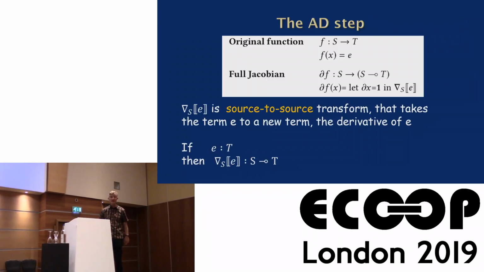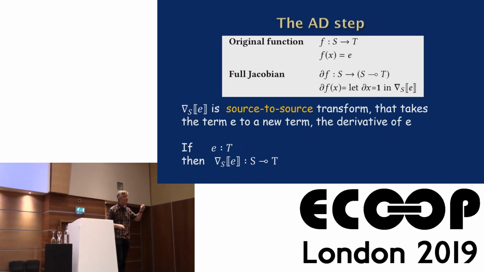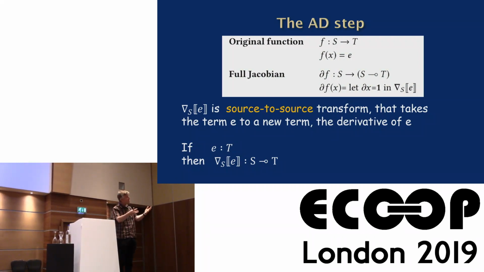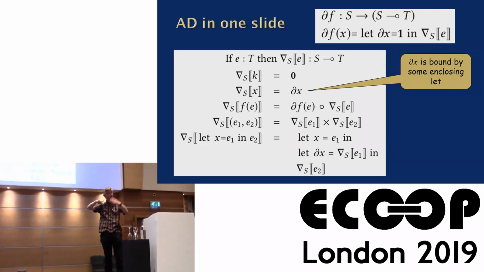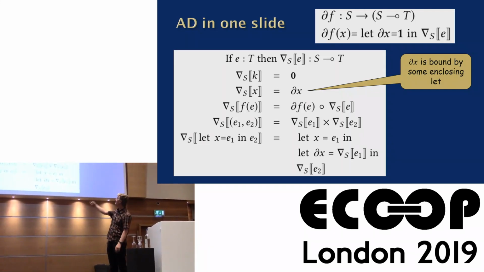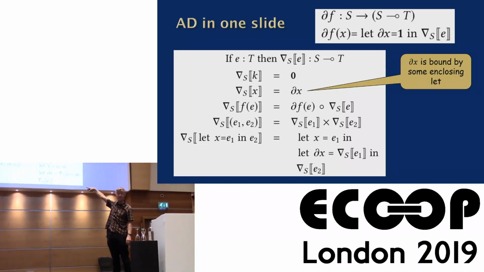So let's actually do it. How do we do this first step, which is to make df? Remember, df was producing the linear map. How can I produce that linear map? I've got the code for f, and I want the code that produces the linear map for f. And here it is. This is automatic differentiation in one slide as a source-to-source transform. So what is it doing? This funny delta S thing is the source-to-source transform with the Oxford brackets, and we have a case for every syntactic form in the language.